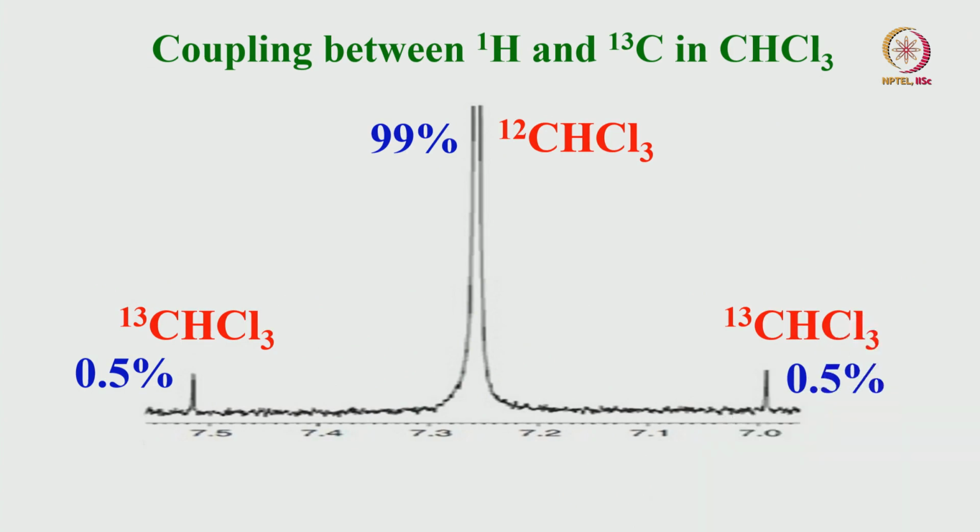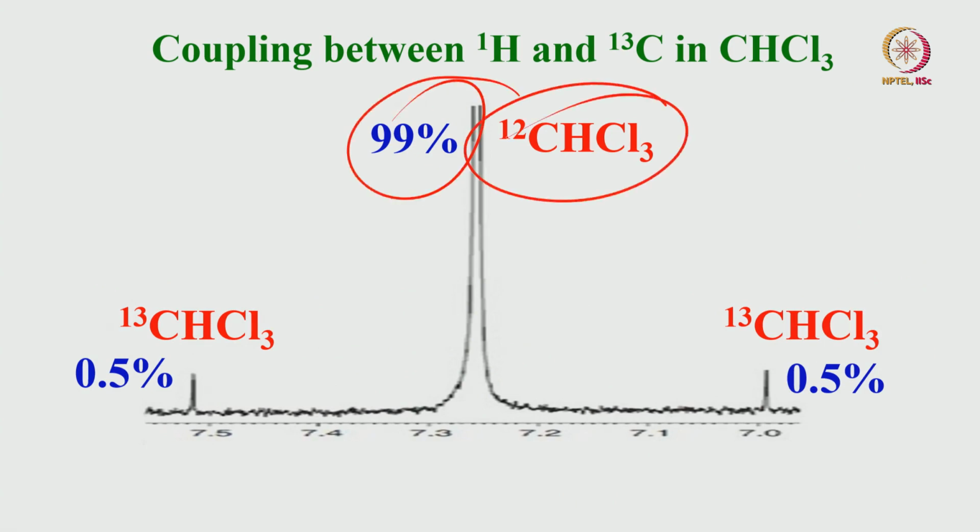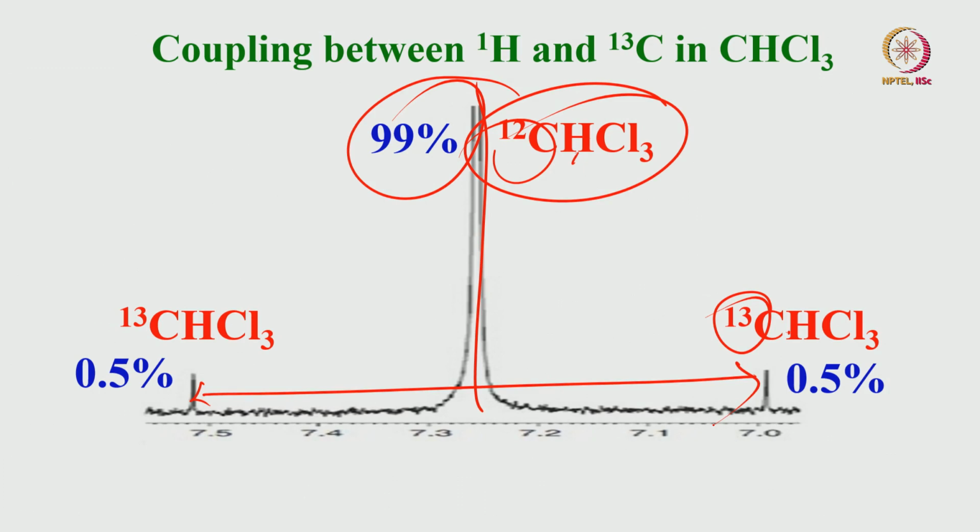Take for example CHCl3, that is what I explained to you. 99% of the molecules are present, and the main signal of proton comes because of this C12 attached, which will not split this proton, it gives only a single peak. Intensity is very high, but 1% of the molecules will split because of carbon 13. So, the proton will become a doublet, and what does this doublet separation give you? It will give you JCH, coupling between carbon and proton.